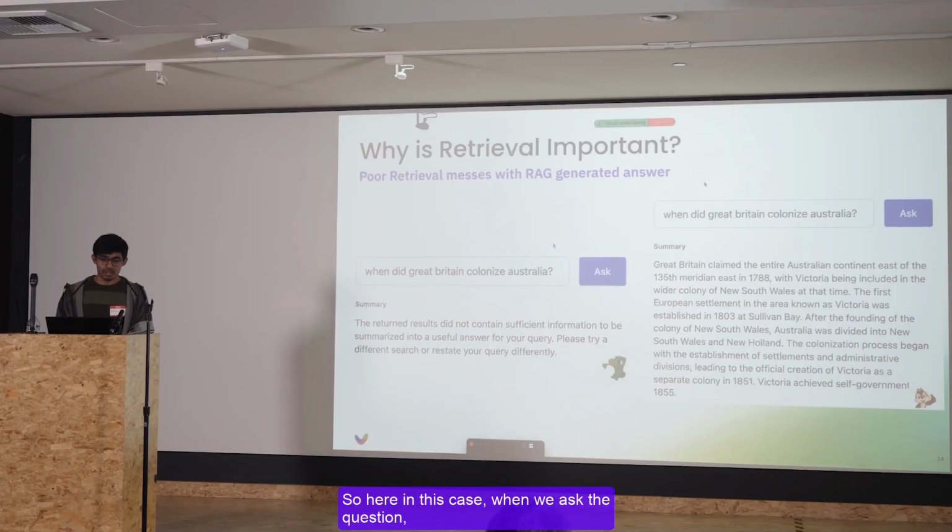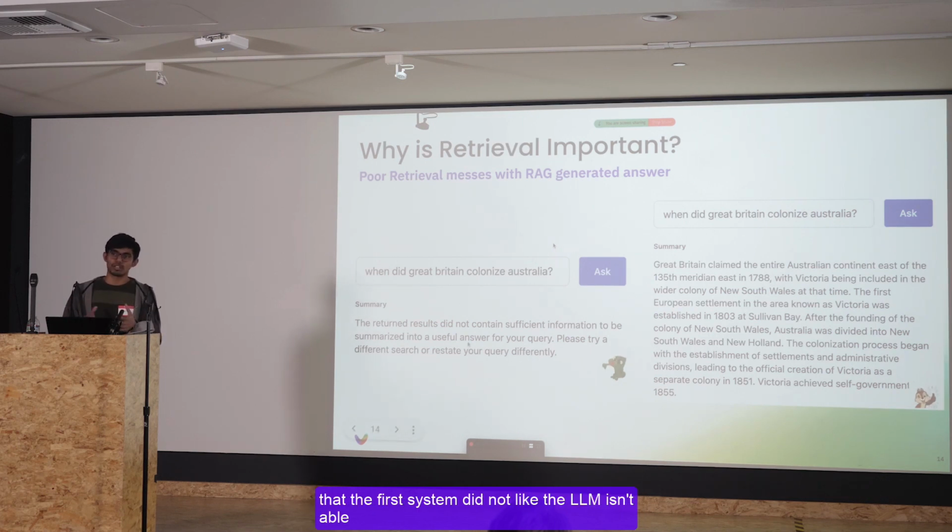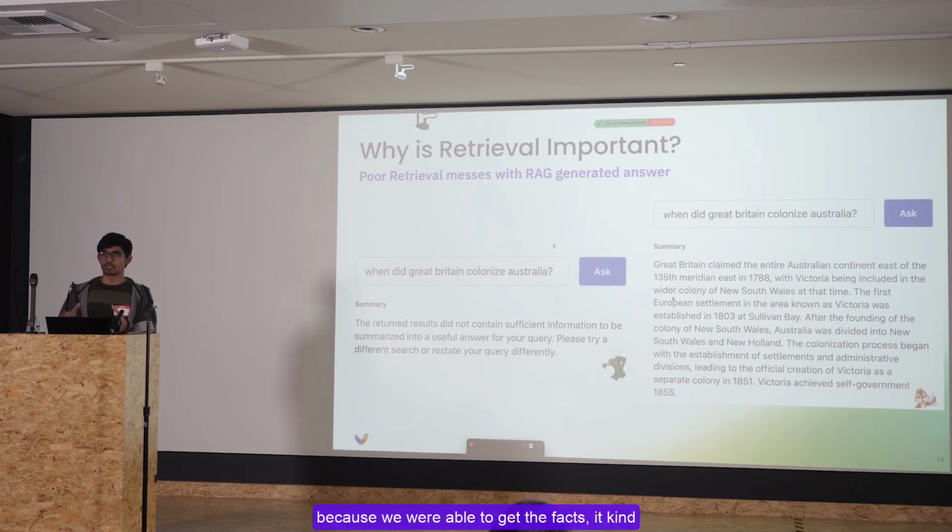So here in this case, when we ask the question, when did Great Britain colonize Australia? You see that in the first system the LLM isn't able to narrow down to the answer because the retrieval was poor. Whereas in the second one, because we were able to get the facts, it kind of frames the answer for you. So this is one of the cases where the retrieval was totally off and wasn't able to pinpoint the exact snippet where the answer was in the documents.